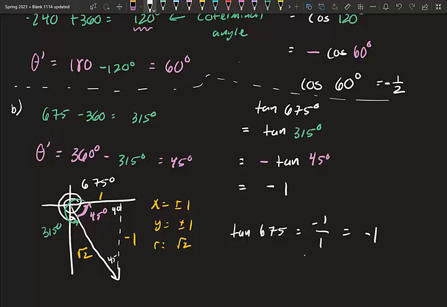So there's a couple ways that you can think of each of these. You necessarily don't have to draw a triangle. You can use that chart. But to me, drawing a triangle just makes all that much more sense.